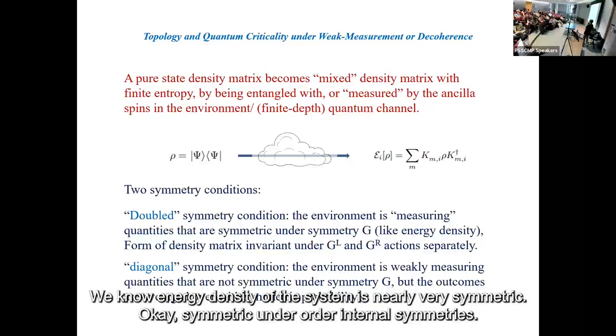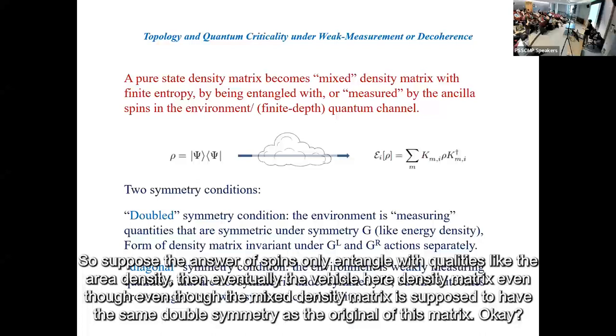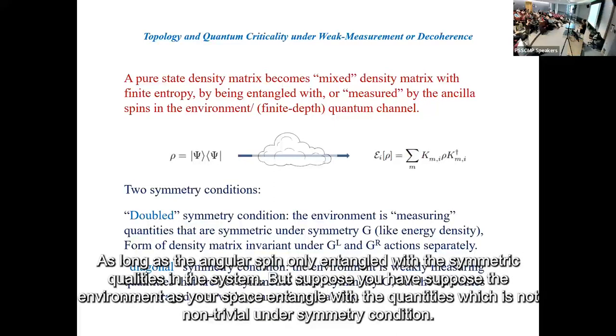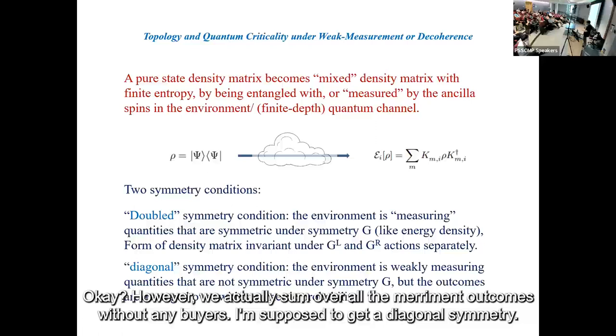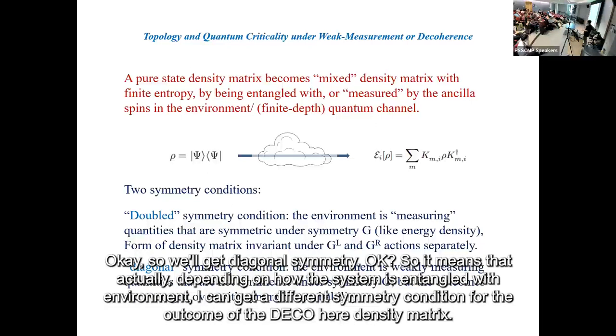We know the energy density of the system is usually very symmetric, symmetric under all the internal symmetries. So suppose the ancillary spins only entangle with quantities like the energy density. Then eventually the decoherent density matrix, even though it's a mixed density matrix, is supposed to have the same doubled symmetry as the original density matrix, as long as the ancillary spins only entangle with symmetric quantities in the system. But suppose the environment entangles with quantities which are non-trivial under the symmetry. If we sum over all the measurement outcomes without any bias, I'm supposed to get a diagonal symmetry. So depending on how the system is entangled with the environment, I can get a different symmetry condition for the outcome of the decoherent density matrix.